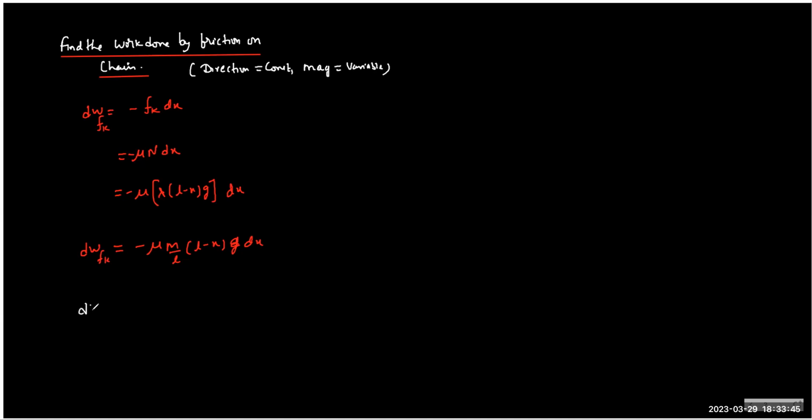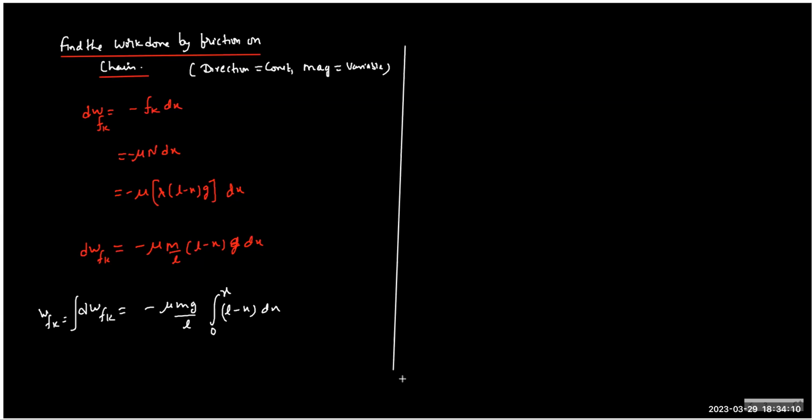And so you can see that if you want to get the net work done till the chain hangs by some length x, we need to integrate this part. In general from 0 to x, or they will mention 0 to L by 2, L by 4, or the limit will be given to you. And you need to actually apply that limit, okay?